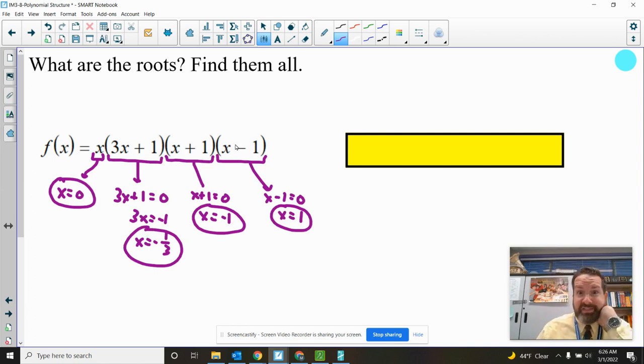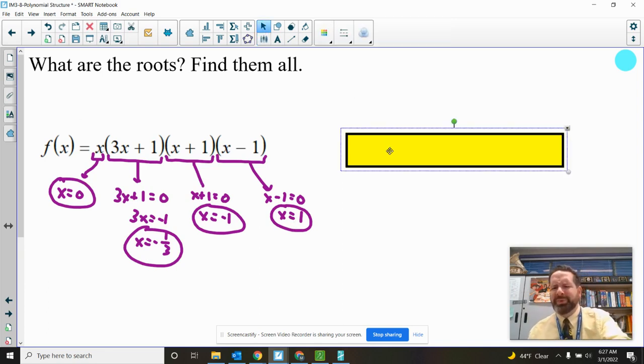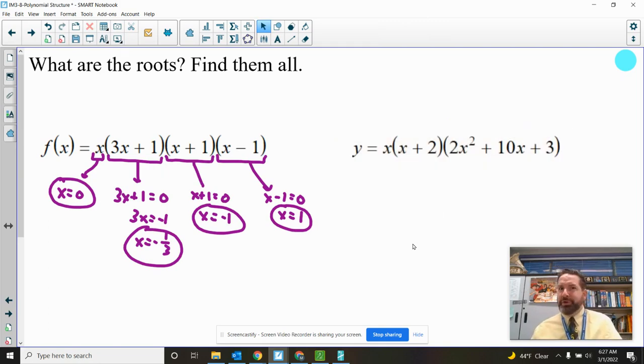If you graph this, this is going to cross the x-axis 4 times. Once at 0, once at negative 1/3, once at negative 1, and once at positive 1. Those are the roots, the x-intercepts, the zeros of this polynomial function. It's one of the nice things, actually. If you're ever not sure if you've done it right, just graph it, and then make sure that you cross the x-axis where you think you do.